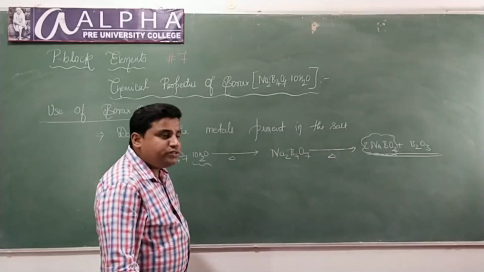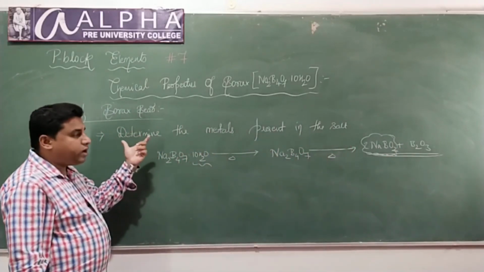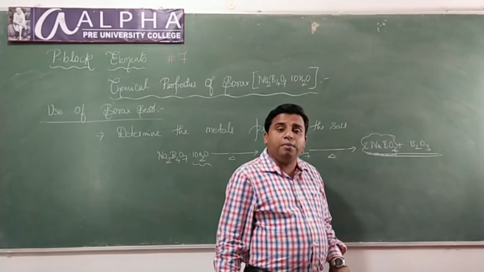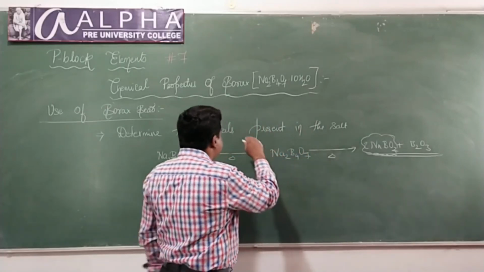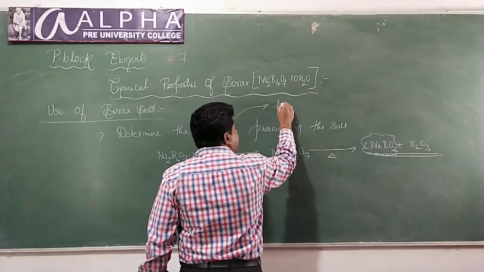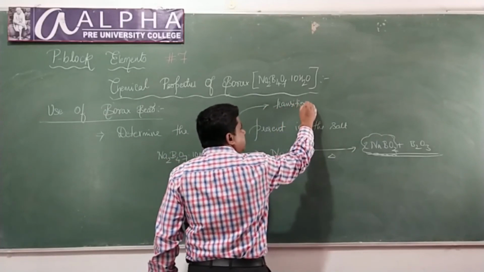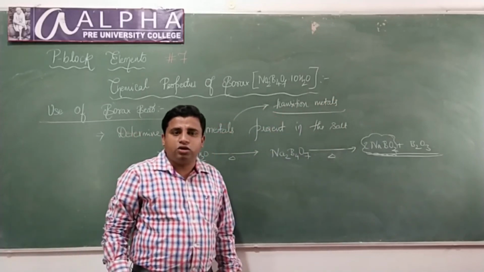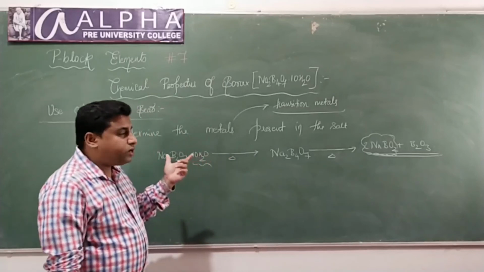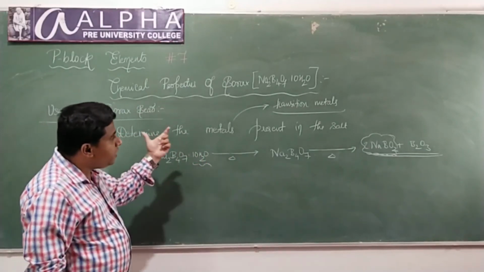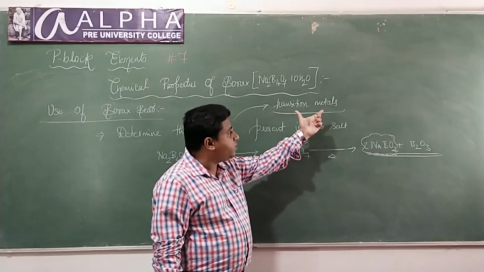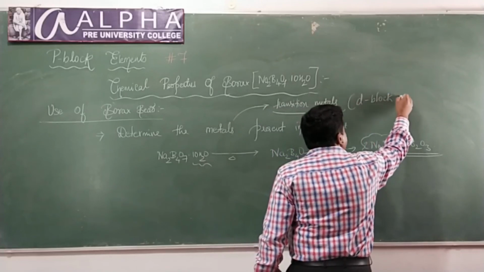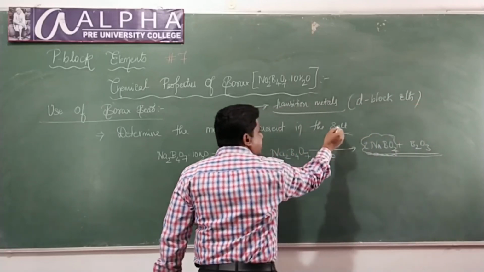And what is the use of this borax bead? Using this borax bead, you can determine the metals present in the salt. Which metals? We can determine the transition metals present in the salt. Understood? So the borax bead is used to determine the transition metals. Transition metals means D block elements that are present in the salt.